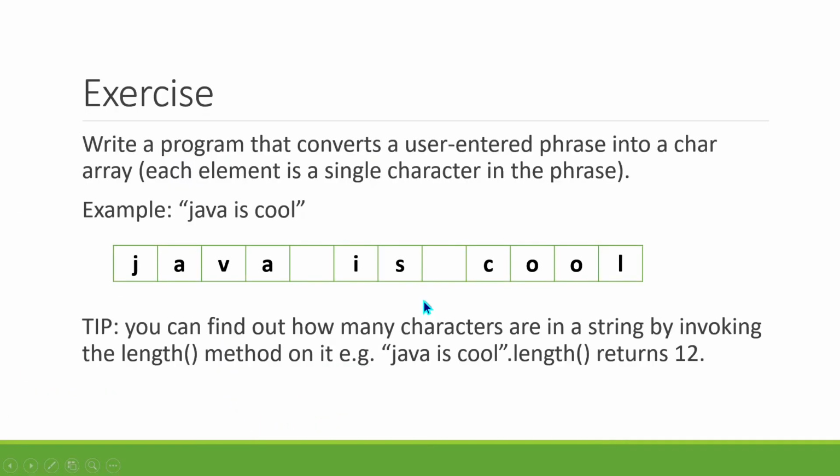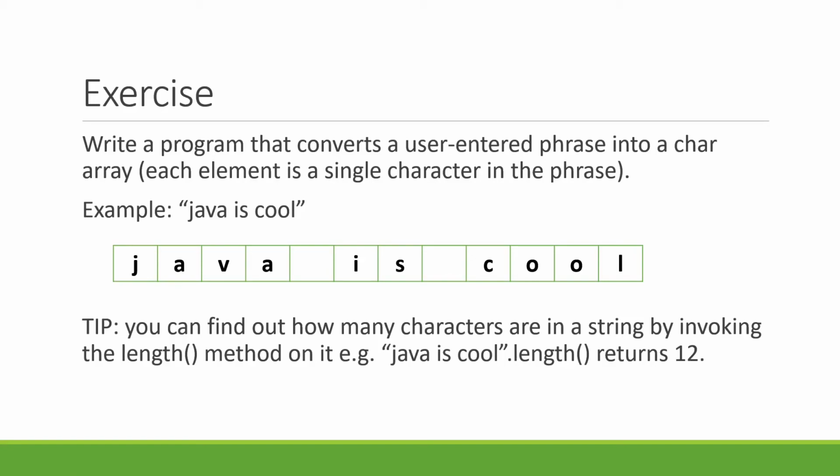Okay, I want to try one more exercise before we go. Let's write a program that asks the user to enter a phrase and then copies that phrase letter by letter into a char array. So for example, if the user entered Java is cool, then your char array would contain JAVA space IS space COOL. So one character, including the spaces, in each one of the char array elements.